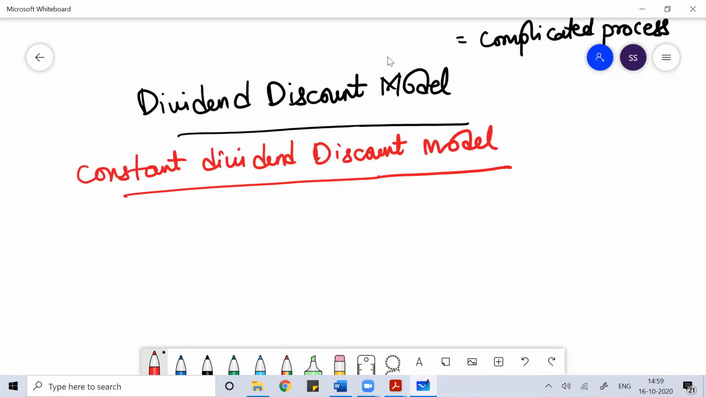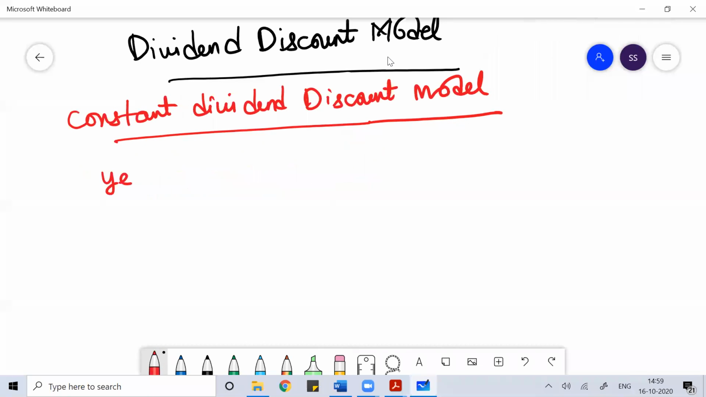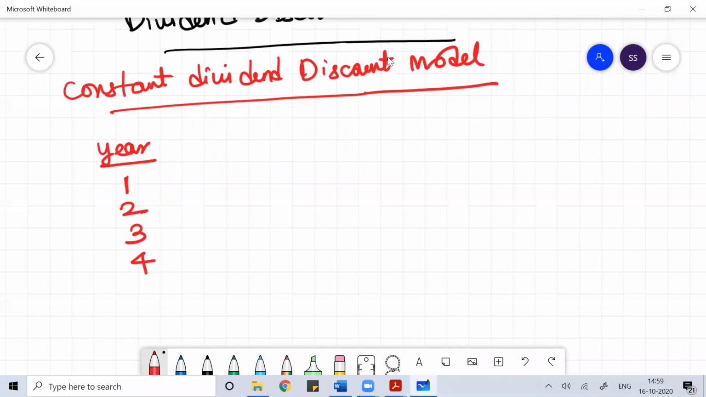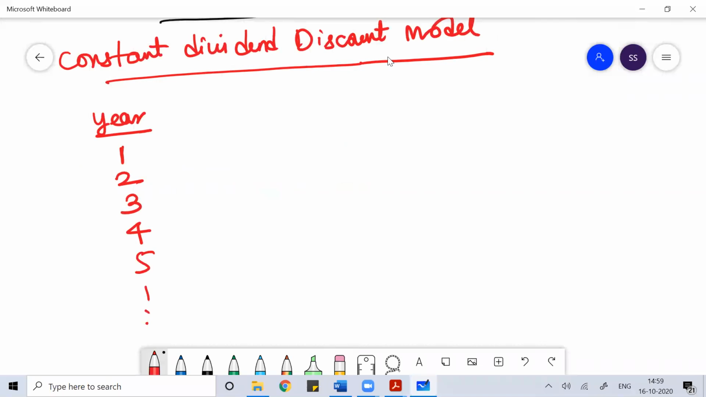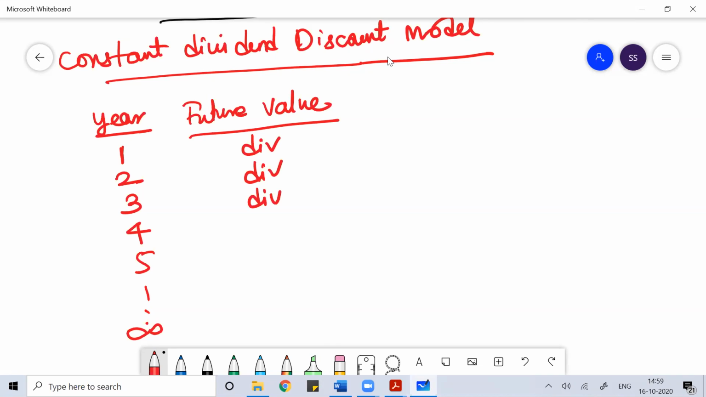Here I'll assume that, year on year, the company pays a constant value. So the future value you will get as a shareholder is a dividend. As a shareholder, you will get a constant dividend. So what is the future value you will get? That is a constant dividend.